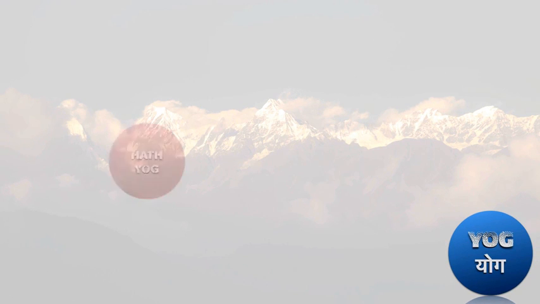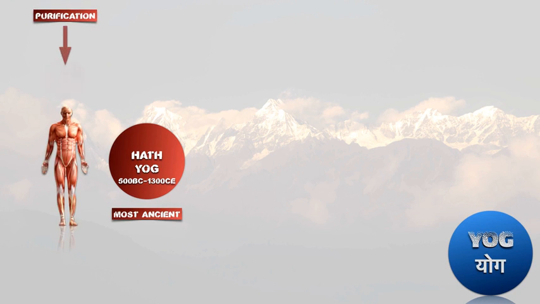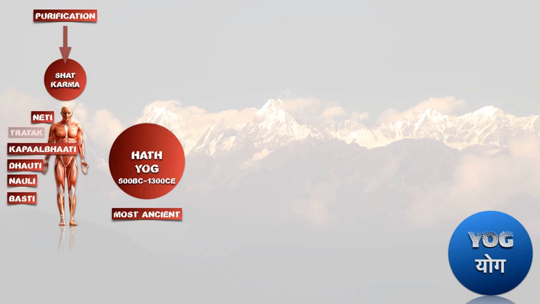Hatha Yoga came into prominence from 500 BC till 1300 CE. Though it is believed to be the most ancient form of yoga, it emphasizes purification of the body through various yogic processes known as Shat Karma of Neti, Dhauti, Nauli, Basti, Kapalbhati and Tratak, as opposed to Raj Yoga methods of self-control of social vices.